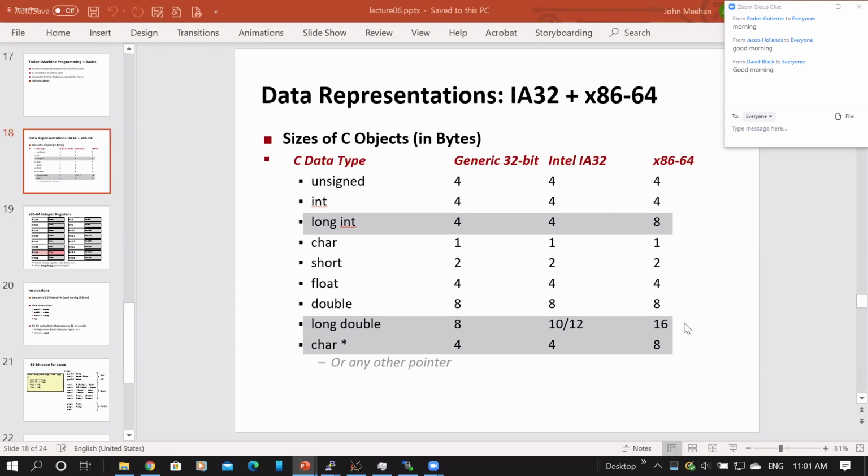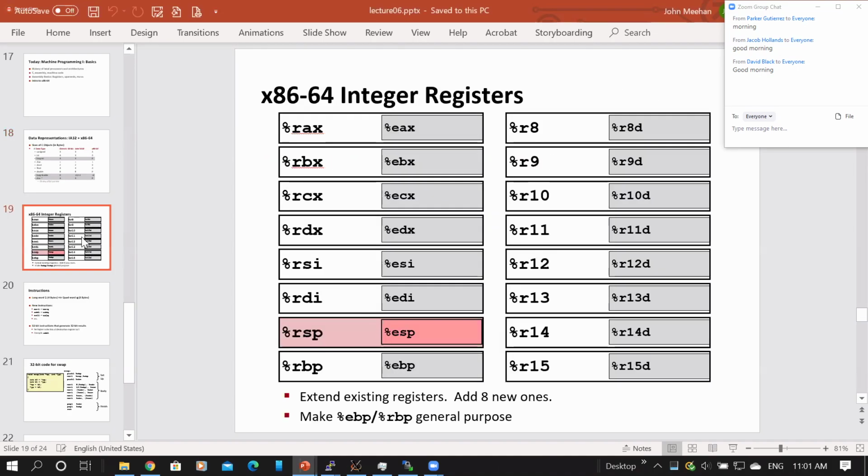The only other difference is, of course, the size of an address. So pointer to character, pointer to anything, could be pointer to integer, pointer to long, pointer to float, whatever. It's an address. On the 32-bit machine it is 4 bytes, and on the 64-bit machine it is a 64-bit address, right? So remember those sizes.